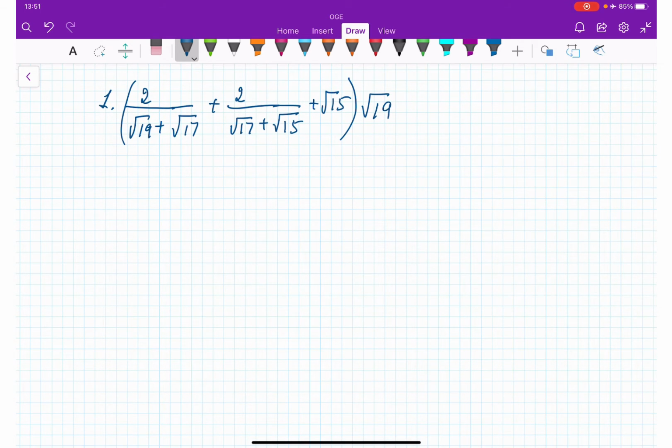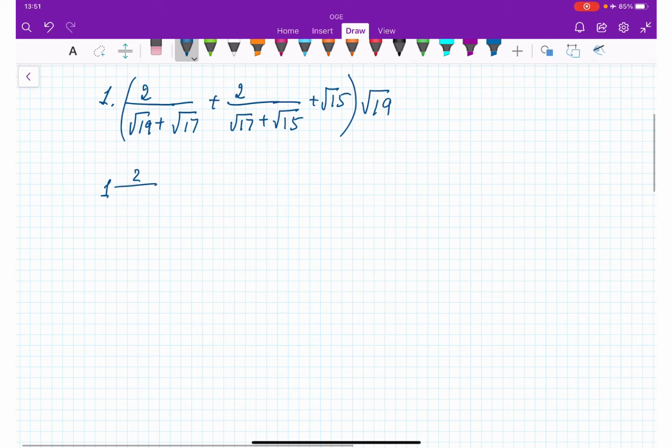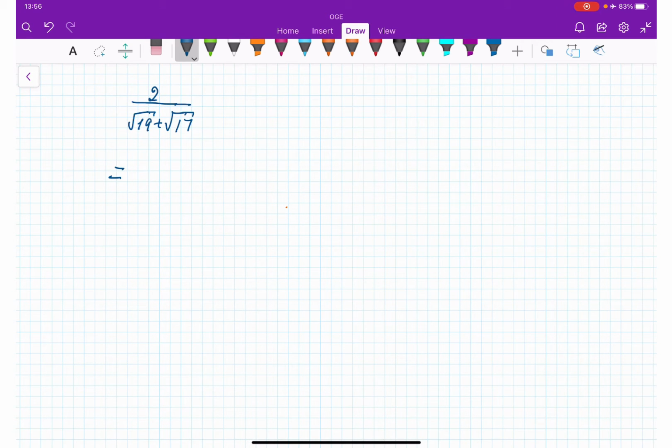Okay, let's break it into parts and simplify. So first, 2 over square root 19 plus square root 17. To rationalize, meaning to get rid of the square root or radical, the only way I can get rid of the square root is if I square it. Therefore, I'm going to leave the 2 here, and in the denominator I'm going to multiply by square root 19 minus square root 17.